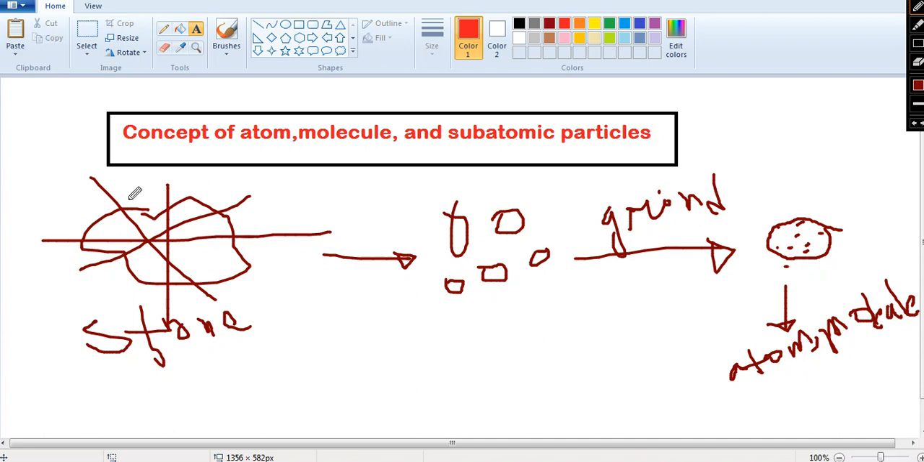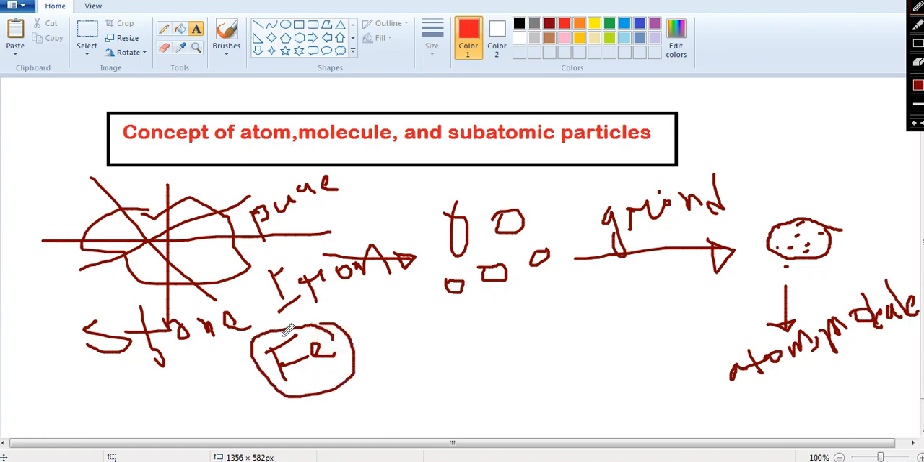Because suppose this is a pure material. Now what is a pure material? That means it would have only a single thing. Suppose this is iron. Now you all know iron is an element, and the formula is Fe. That means in this material we have only iron. So this is an element, and the smallest particle of that we can obtain would be iron. And if it is an element, then the smallest particle is called an atom.